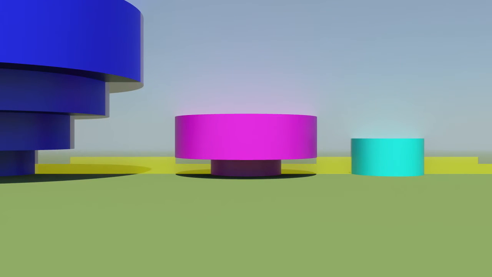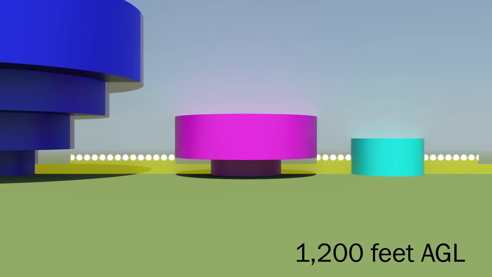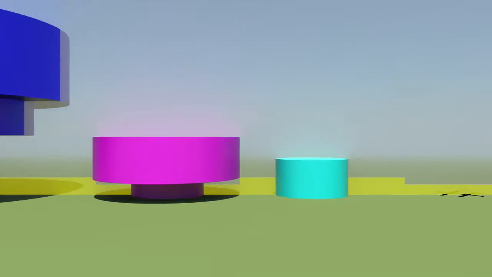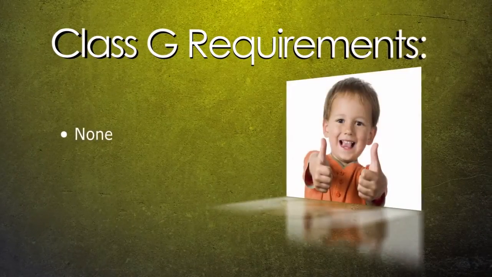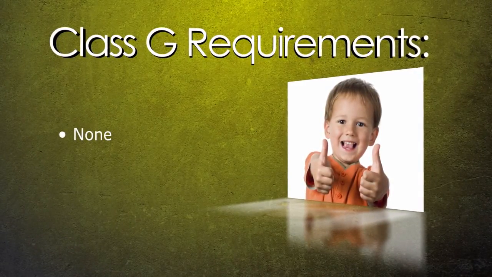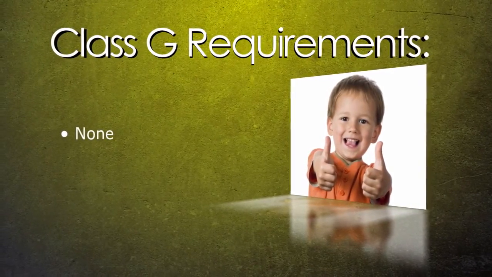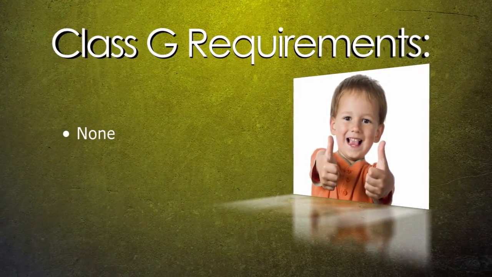In the majority of the country, this would mean that Class Gulf would extend up to, but not including, 1,200 feet AGL. The highest altitude Gulf will ever go up to is 14,500 feet MSL, unless within 1,500 feet of a really tall mountain. Just like Class Echo, there are no specific pilot qualifications, equipment requirements, or operational procedures necessary in order to fly within this airspace.